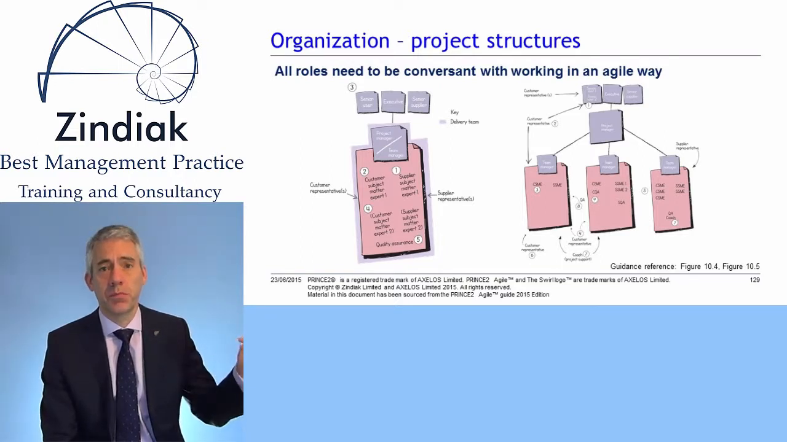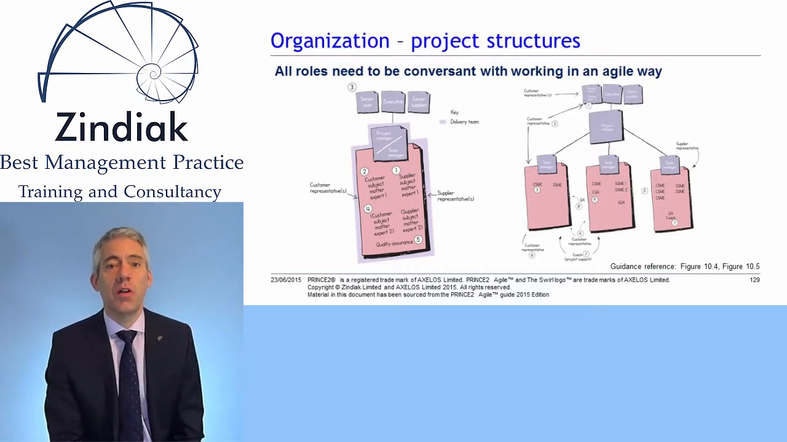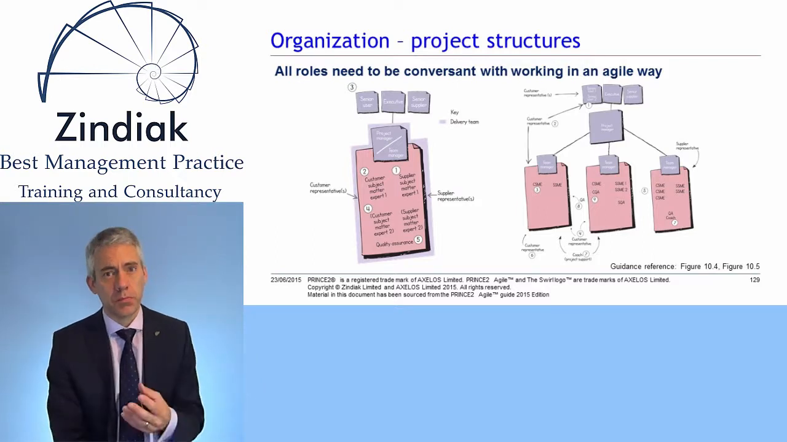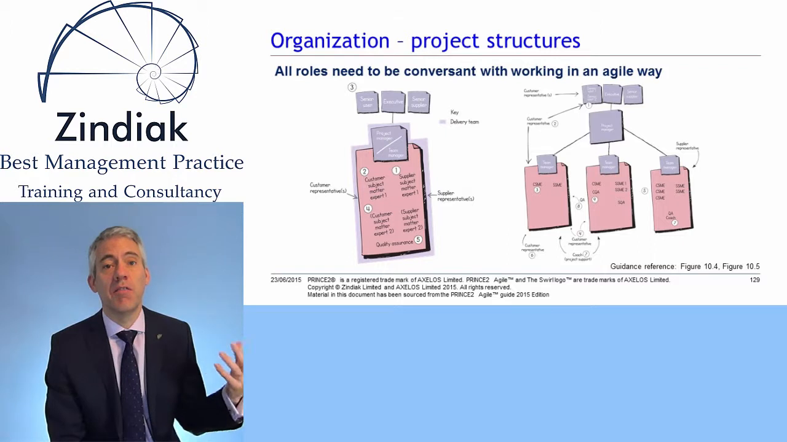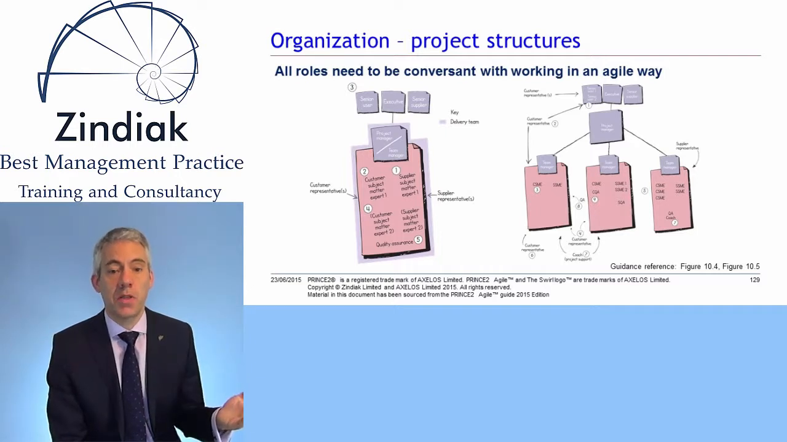At the top level, we have the project board as usual with the senior user, the executive and the senior supplier. And in this case, they have a joint role with project manager and team manager fulfilling the same role. And again, we have to be careful in an agile environment as to whether or not we actually want a team manager or whether the team is self-organising. The other roles that are shown are customer representatives and supplier representatives, with customer subject matter experts and supplier subject matter experts.